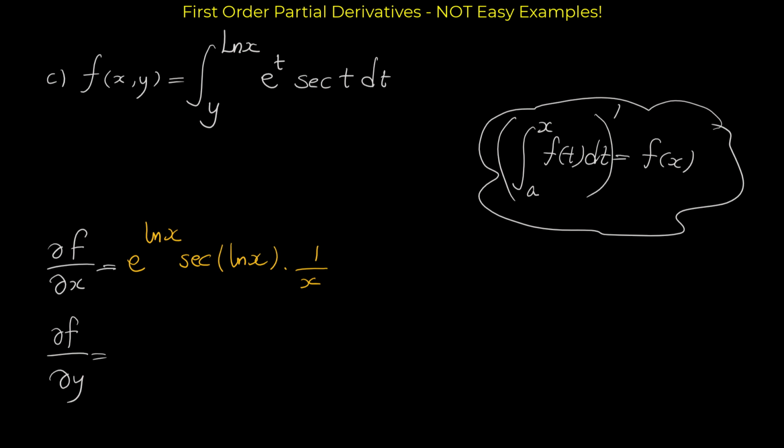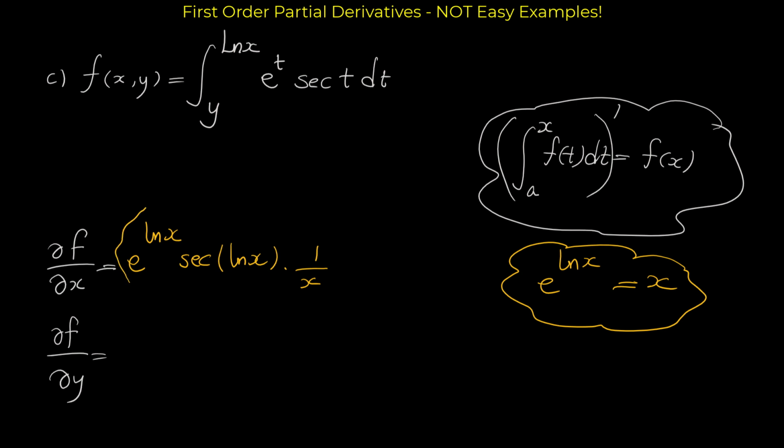But let me remind you something. We know that the exponential function and the logarithm function ln are inverses of each other, so e to the ln of x is equal to x. Based on this, this expression is x. This x with 1 over x cancels, so the answer of this question at the end is just secant of ln of x. Now let's move to the other partial derivative, with respect to y.